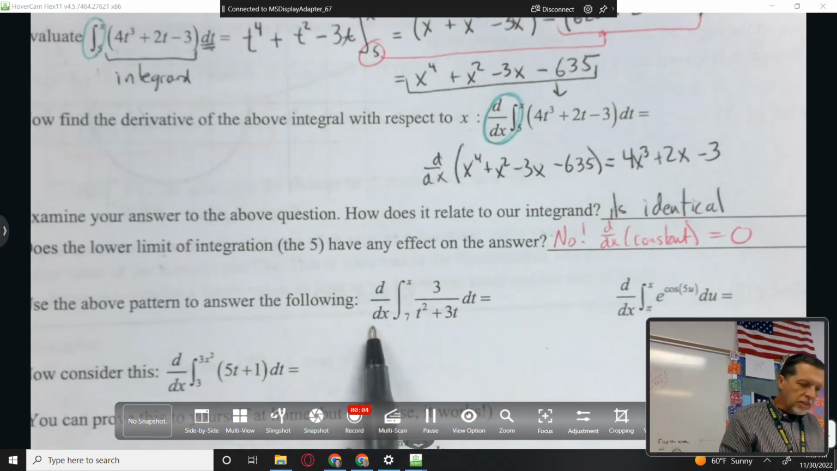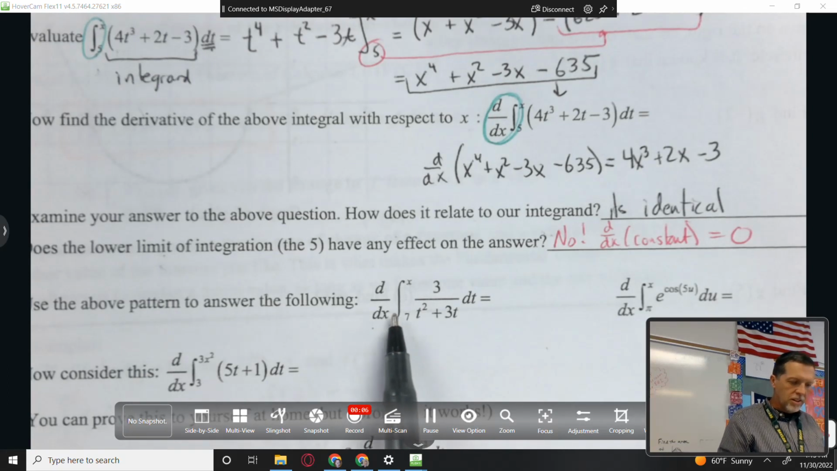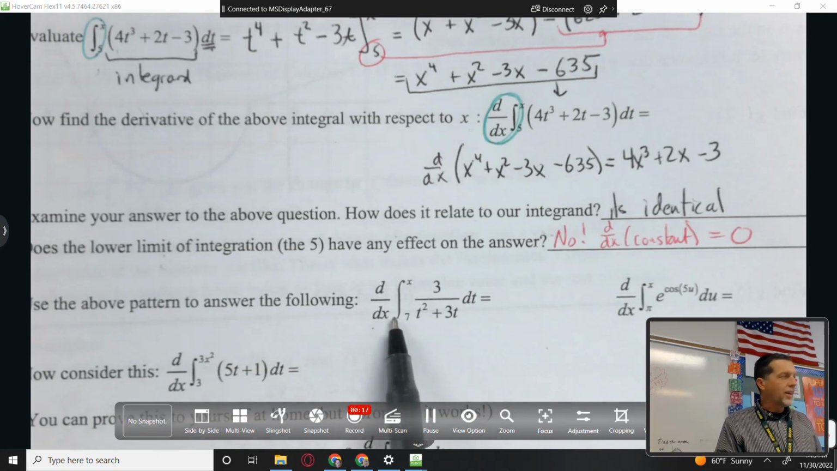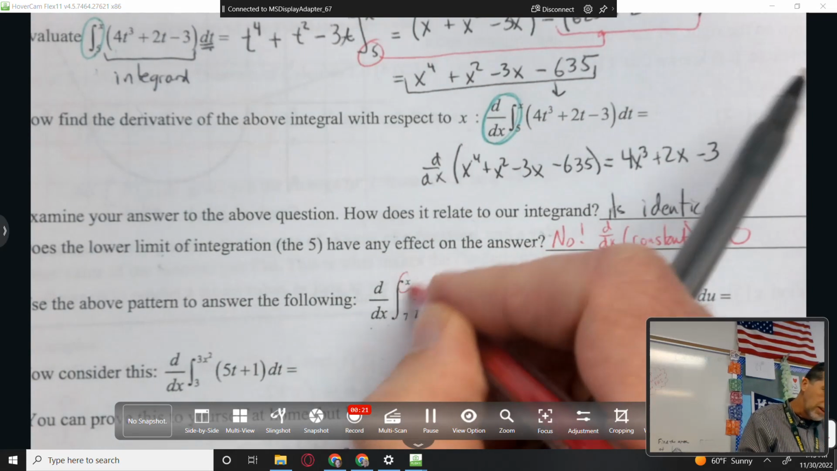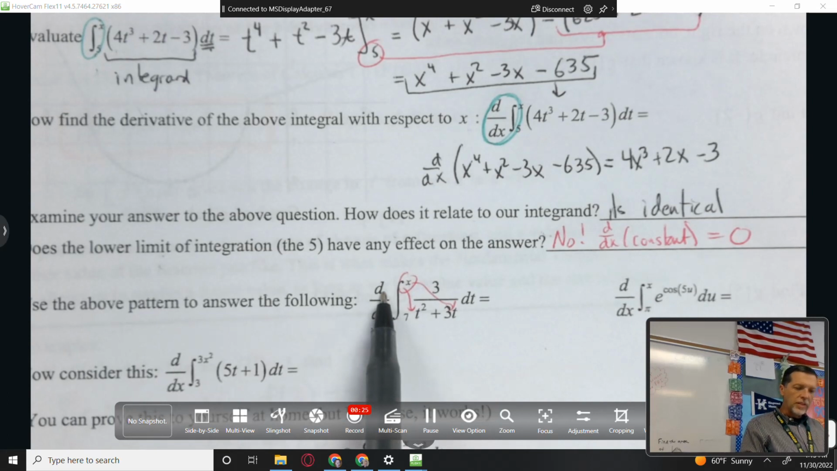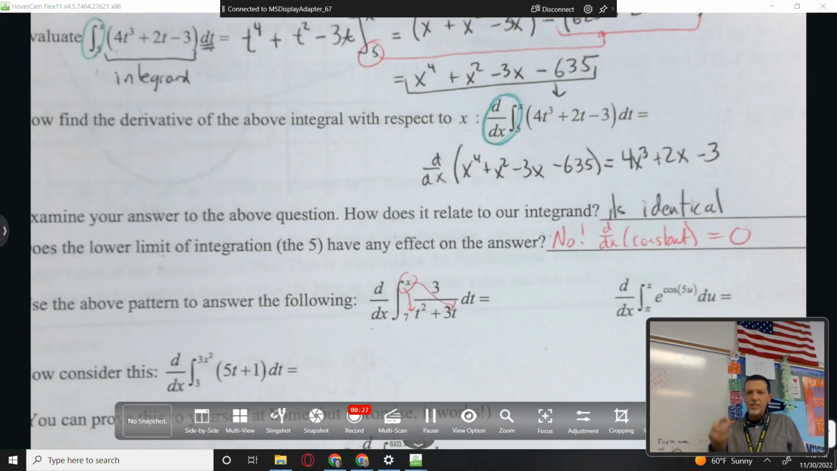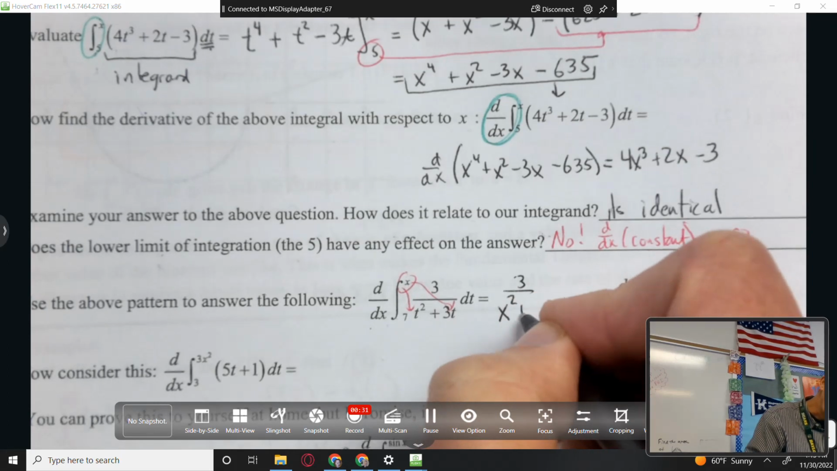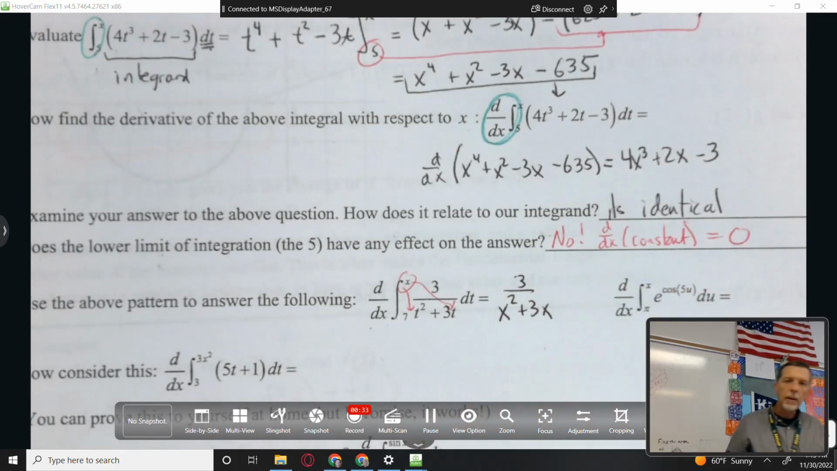So the derivative of the integral from 7 to x. I don't really want to take the antiderivative of this and then take its derivative. That would be the long way around. What's the shortcut here? Sub it out for x. Just plug the x in for t, because the derivative of the antiderivative cancels each other out. So 3 over x squared plus 3x.